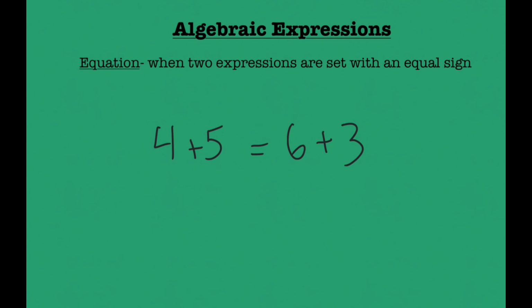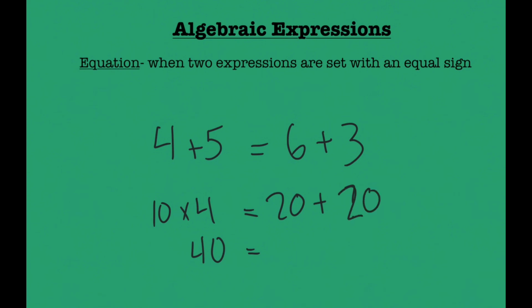If we had 10 times 4 is equal to 20 plus something. What could that something be? Let's solve the first part of our equation first. We have 10 times 4 is 40, and 20 plus what is going to give us 40? 20. So we know that 10 times 4 is equal to 20 plus 20, and both sides are equal to 40.